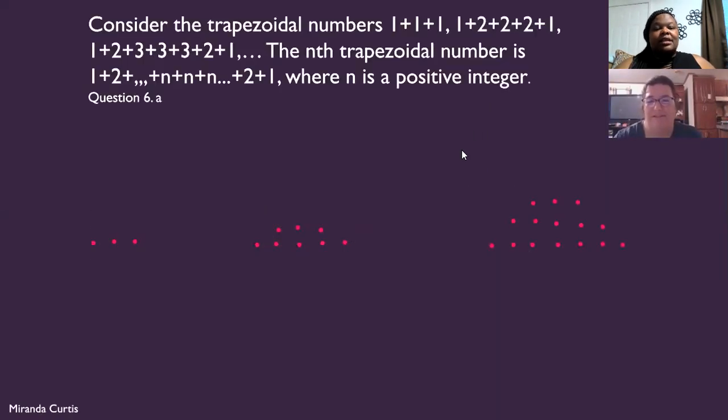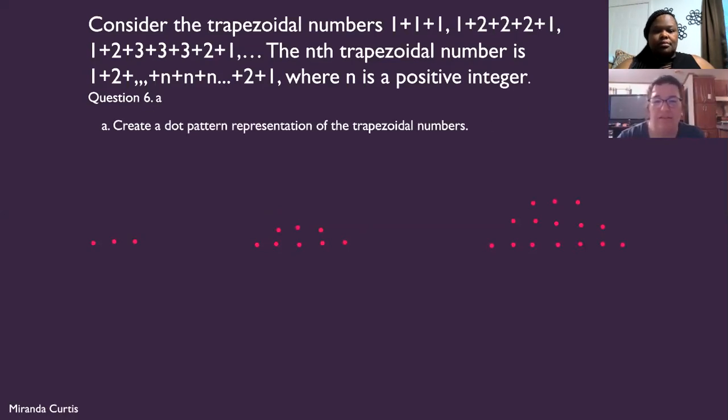All right, Miranda, consider the trapezoidal numbers. 1 plus 1 plus 1, 1 plus 2 plus 2 plus 2 plus 1, 1 plus 2 plus 3 plus 3 plus 3 plus 2 plus 1. The nth trapezoidal number is 1 plus 2 plus on up, where n is a positive integer.